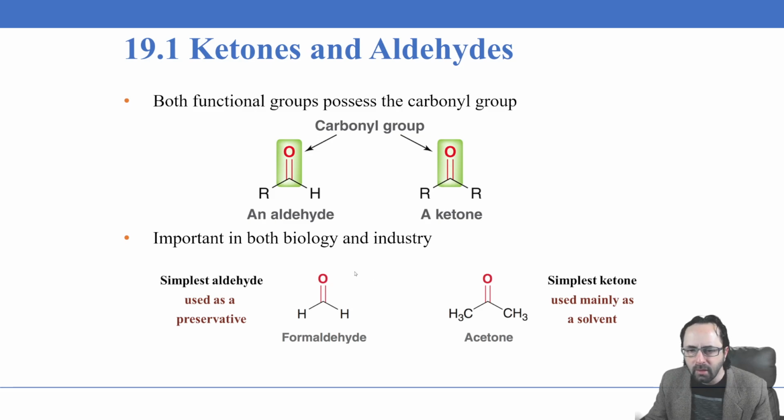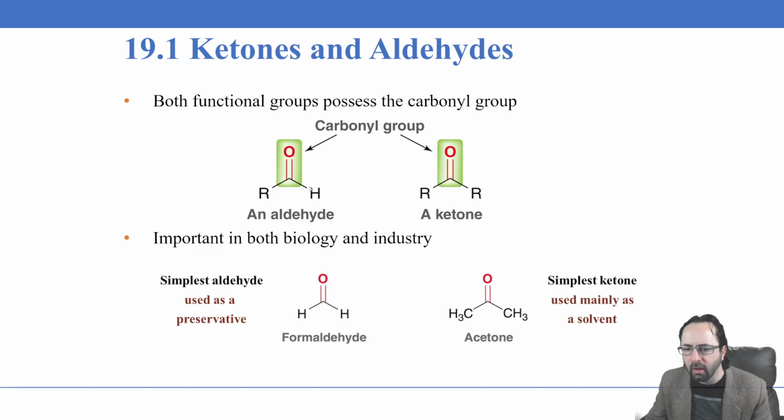So aldehydes and ketones are defined by their presence of a so-called carbonyl group. A carbonyl group is a carbon double bonded to an oxygen. And you're going to find carbonyl groups in all kinds of biological molecules. The simplest aldehyde here is formaldehyde, having a carbonyl group with hydrogens attached to both.